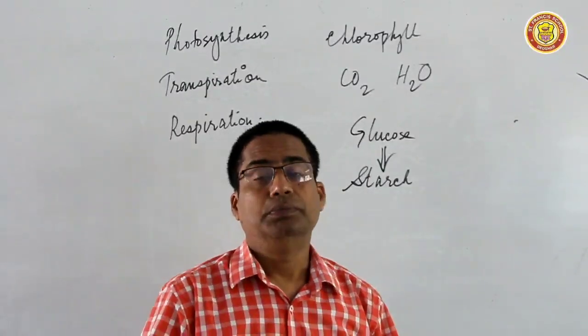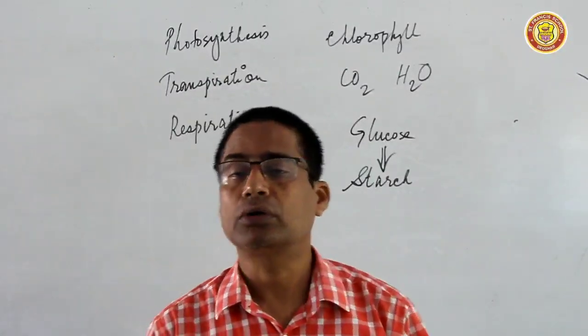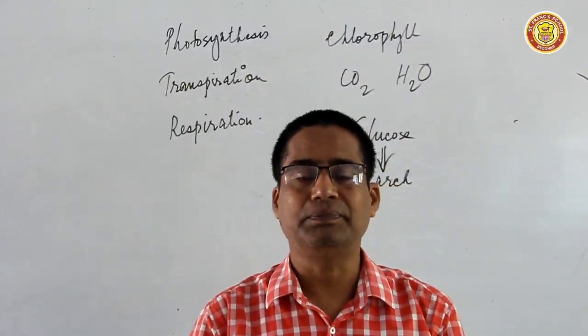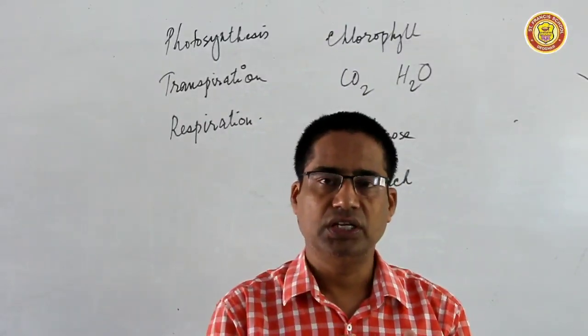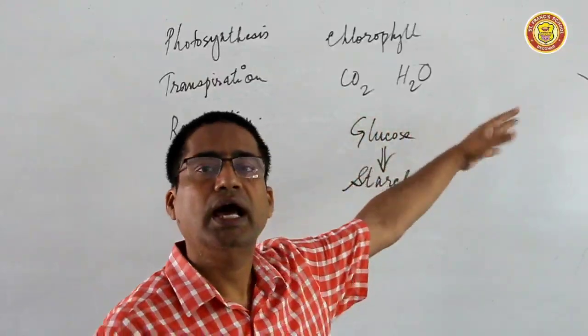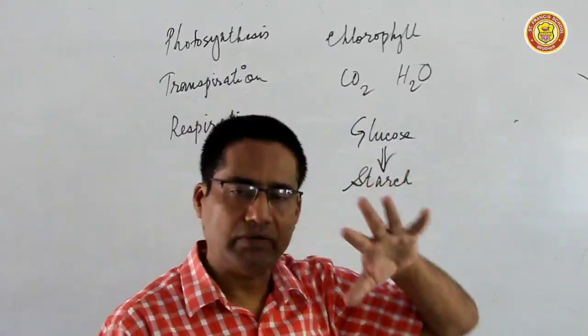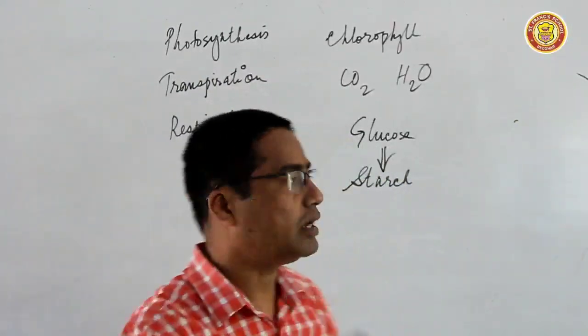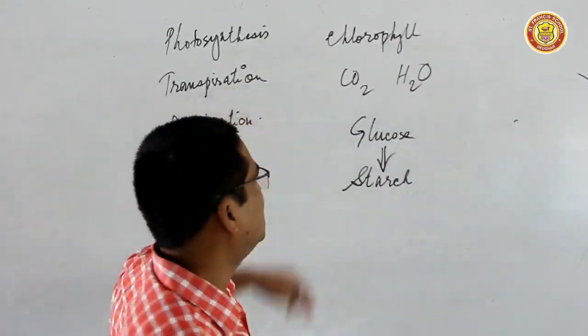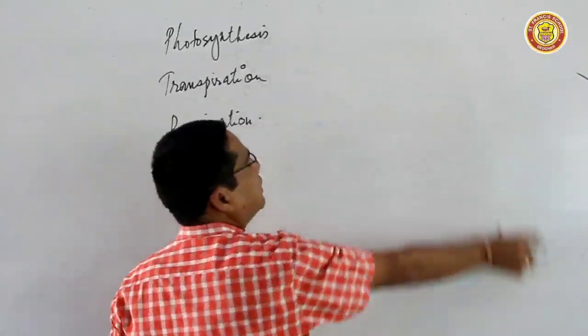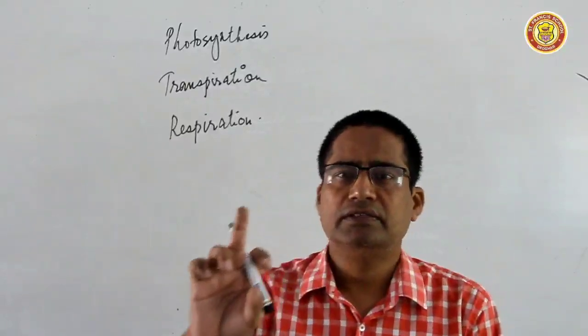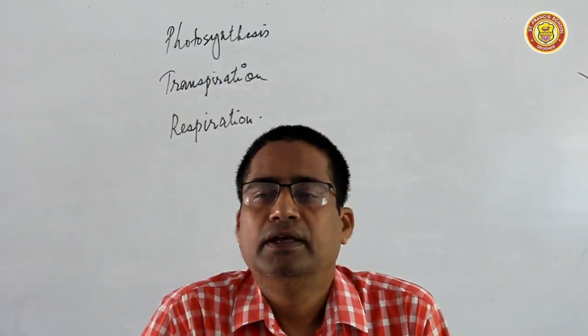Now I can show you with the help of an activity whether it is really true that the plant manufactures starch in the presence of carbon dioxide, water, and of course with the help of solar energy. We have an activity that I will show you later on, but before that we will go to the next function, that is transpiration. One very simple thing you must have heard.